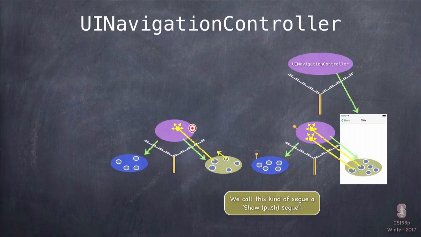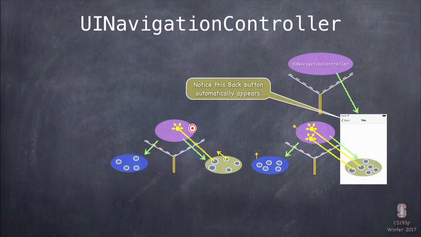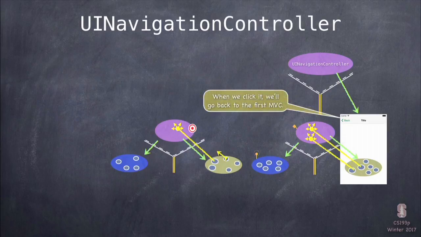Okay? This activity of going to a new one is called segueing. Okay? And this particular segue is called a show or a push segue. Okay, which just means a segue in a navigation controller with a stack of cards. Now, when you do that, you get the back button for free. It just automatically appears up there because that top bar, like I say, is drawn by the navigation controller as part of its view.